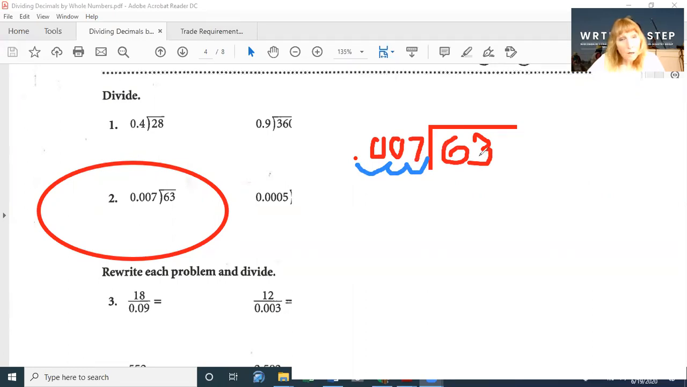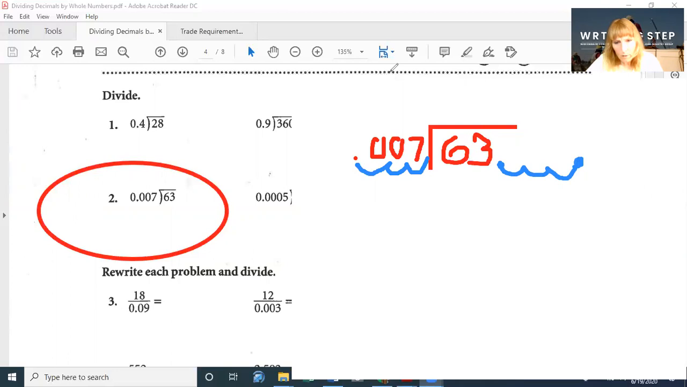Well, I don't see a decimal on this number, but realize that the imaginary decimal is always right after the number, because I could say 63.0 when that's the same as 63. So I'm going to put the decimal place here, but I have to move 3 to the right because I did that on the outside number. So I have to go 1, 2, 3 spots. My new decimal is going to go here.